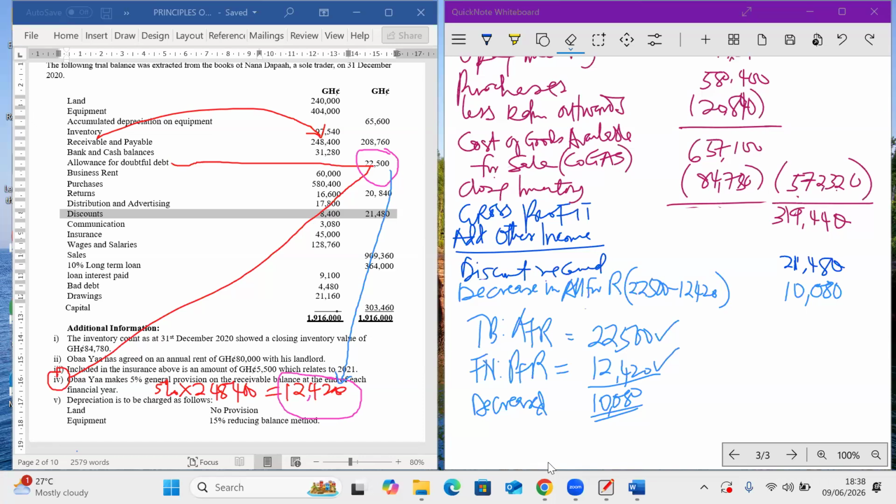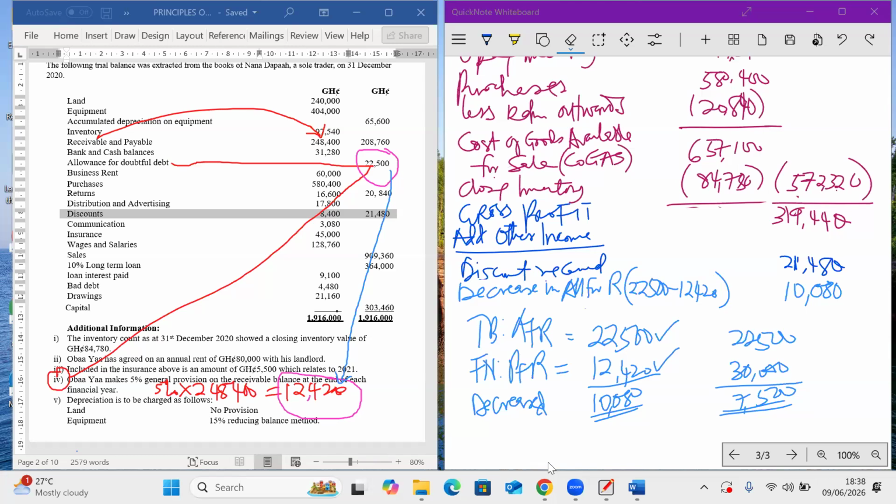But if it were the opposite, where it is 22,500 and at the end of the year it has increased to 30,000, it means that they are losing more money in receivables. It means that they are giving more credit out. And if you give out more credit, you are losing money. Are you good? Yes, sir. And that will be like 7,500.